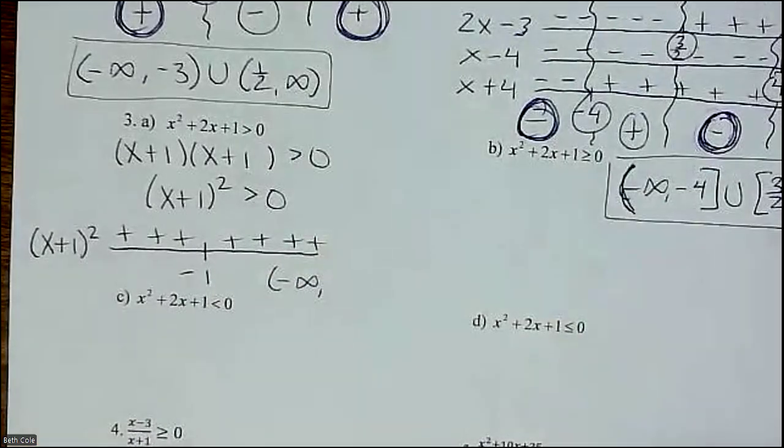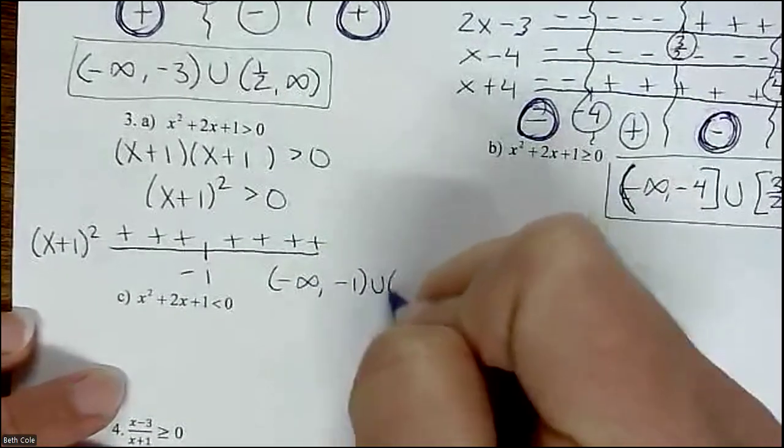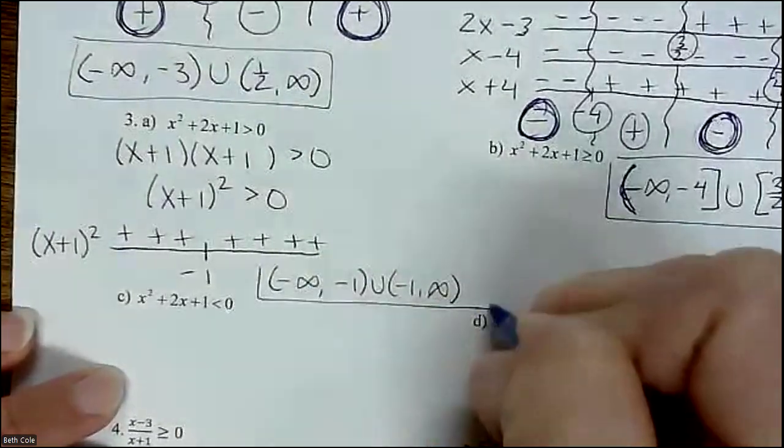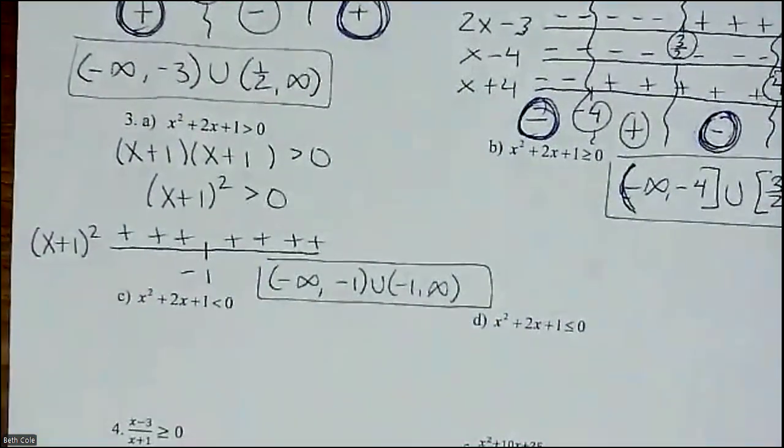Yeah, good. There is a union. It's negative infinity to -1. Good. We want to invite everybody except -1. It is a party that everyone comes to except -1, because that's where it equals 0.